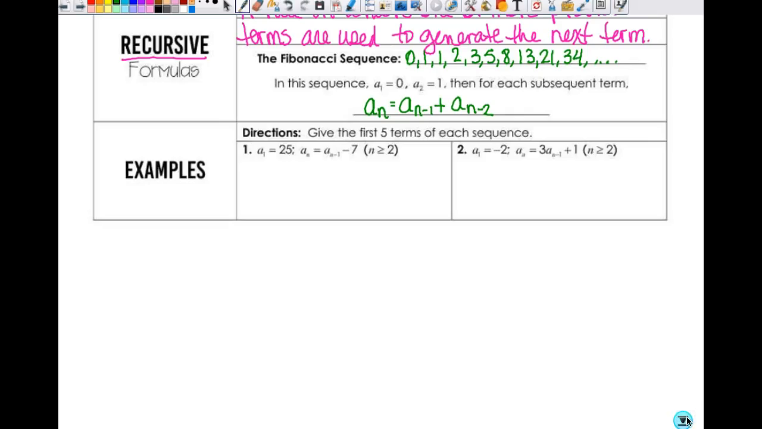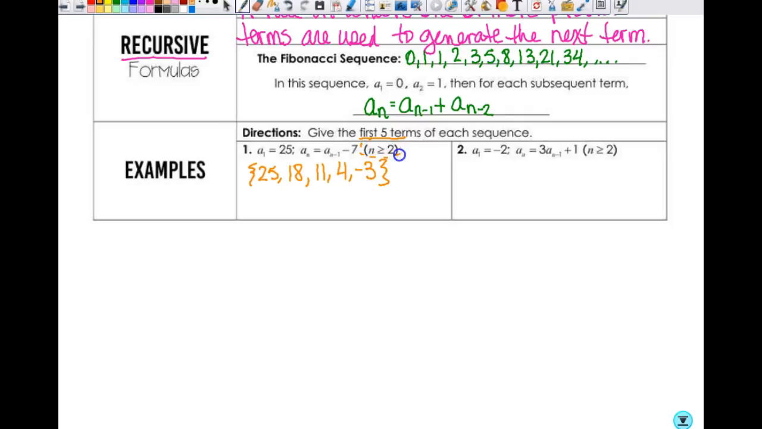This is recursive because we have identified the first term and what's happening with this, and I want to give the first 5 terms. So A1 is 25. Then when I want A2, 2 minus 1 is 1, so I take A1 and subtract 7 from it, so I get 18. And then I subtract 7 from that, and I get 11. Subtract 7, I get 4. Subtract 7, I get negative 3. There are my first 5 terms.